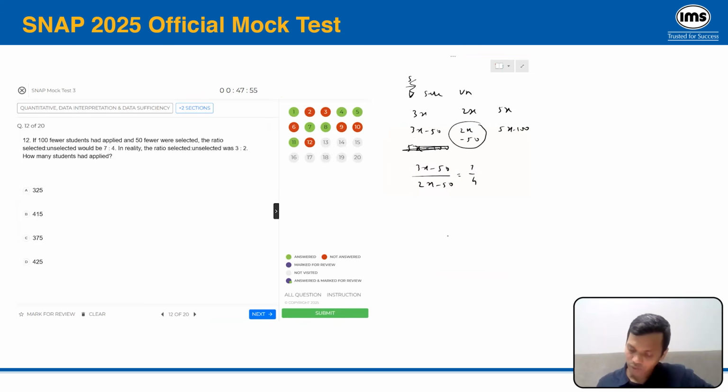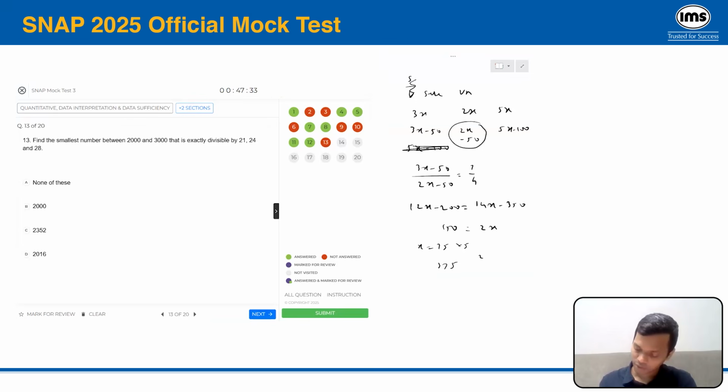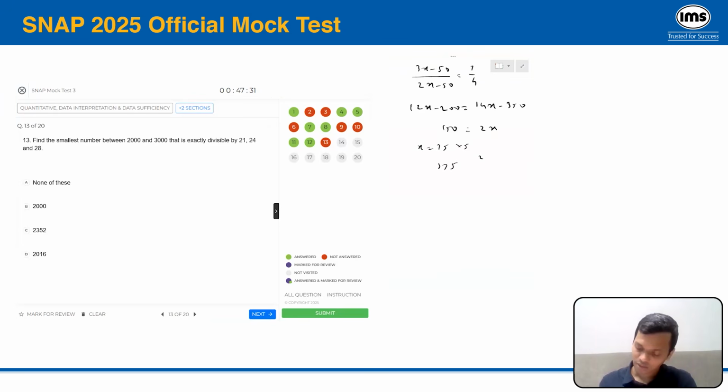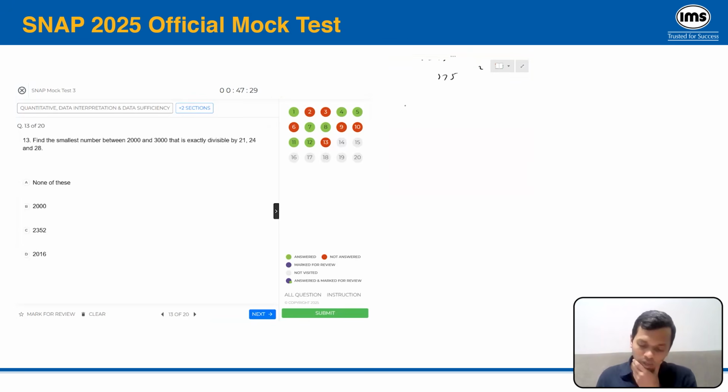So they are saying selected to unselected would have been 7:4. Okay, now this is what I'm supposed to solve. So 12x minus 200 is 14x minus 350. So 2x is 150, x is equal to 75, into 5, 375. I hope I have not made any calculation error, but because I saw that in the options, most likely this is correct. Okay, find the smallest number between two that is divisible by 21, 24 and 28.